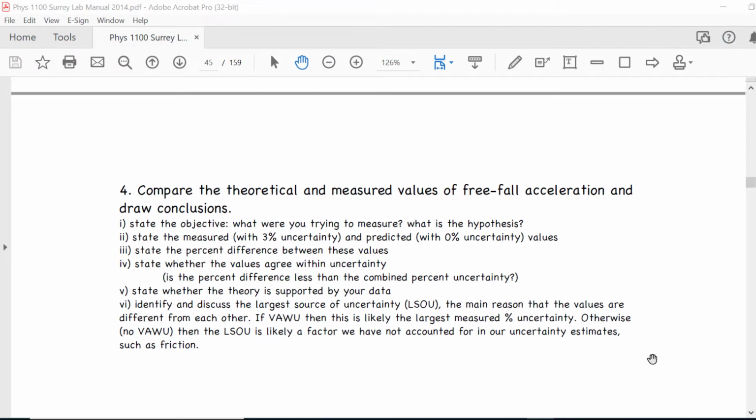And by the way, there's a second acronym here that they use that they didn't really define, VAWU. That stands for values agree within uncertainty. So that's how you write a conclusion, and you're going to write two of them for this week's experiment.